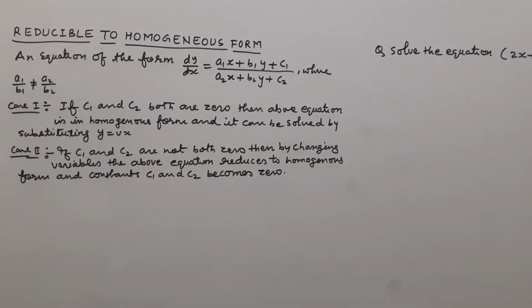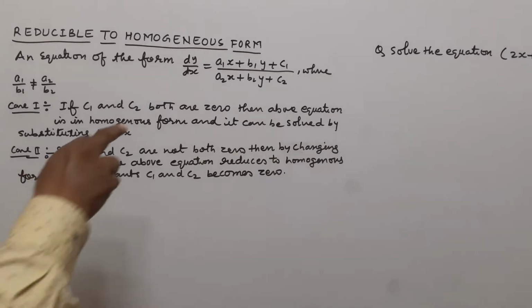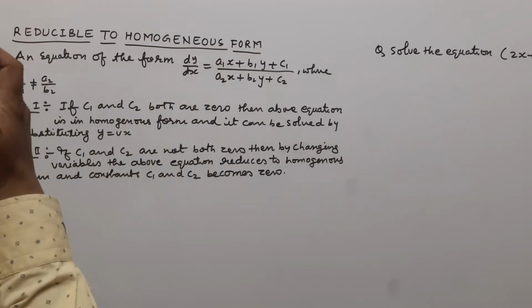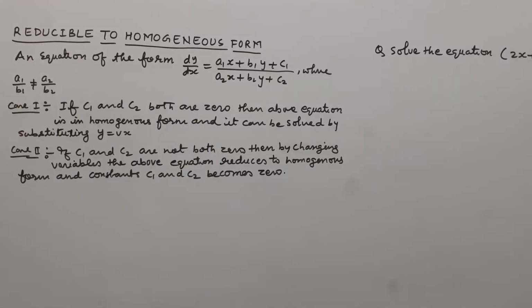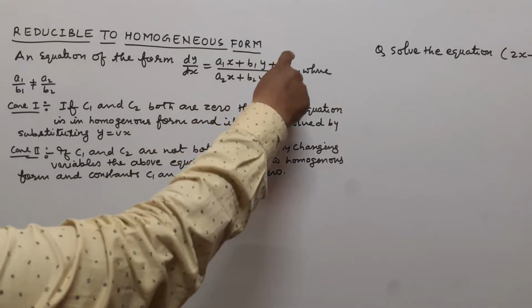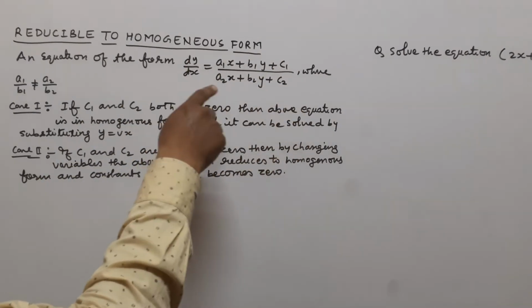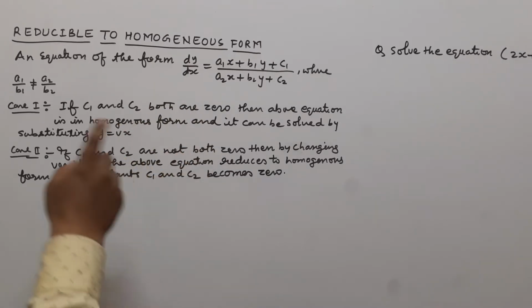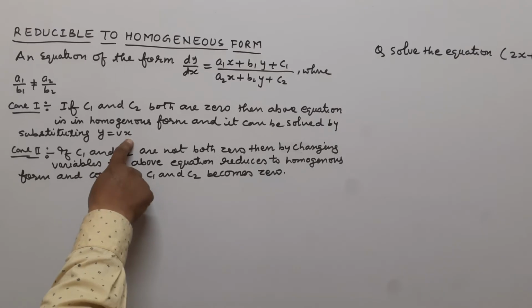So here, for an equation of the form dy by dx is equal to a1x plus b1y plus c1 divided by a2x plus b2y plus c2, where a1 upon b1 not equal to a2 upon b2, if c1 and c2 both are 0, then this equation is homogeneous form, and it can be solved by substituting y is equal to vx.